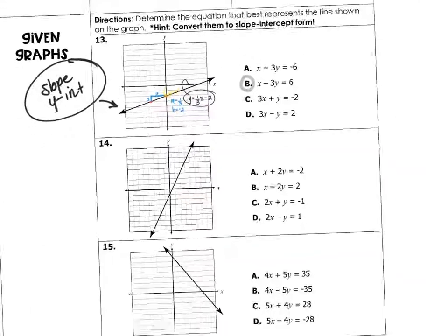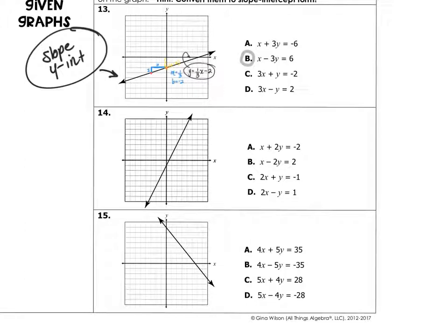So I'd like you to try 14 and 15, and I'll give you those answers now so that you have them. D is the answer for 14, and C is the answer for 15. So using 13 as a guide, see if you can come up with those 2 answers and ask questions if you have them at any time.